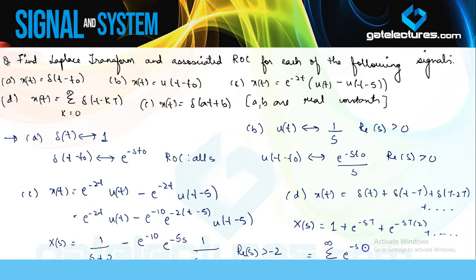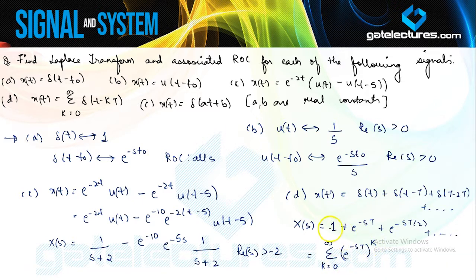E to the power minus st to the power k. Okay, this is just a multiple. See, when you put k is equal to 0, you're going to get 1. When you put 1, all the terms you're going to get like this, right? Now see, what can you see it as?